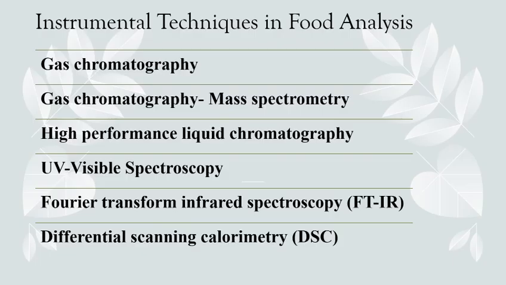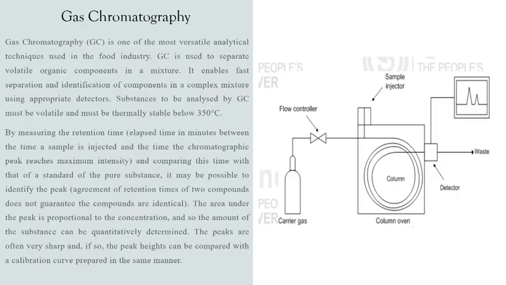Some of the important instrumental techniques used in food analysis are gas chromatography with mass spectrometry, high performance liquid chromatography, UV visible spectroscopy, Fourier transform infrared spectroscopy, and differential scanning calorimetry. So first we are going to discuss gas chromatography.